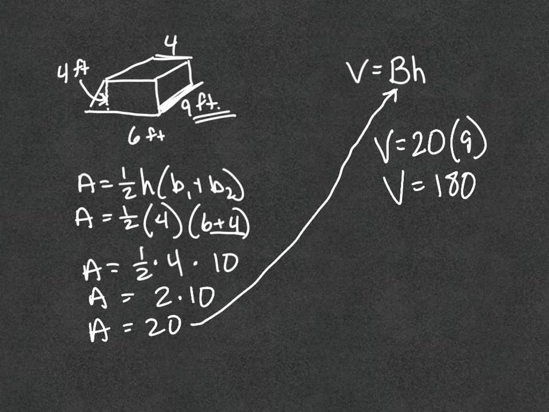That is in the measurements of feet to the third power. We did feet times feet for area, and then times feet again a third time for the depth. So there's the answer to that. Again, step 1, find the area of the base. Step 2, multiply it by the depth in order to get the volume of a three-dimensional figure.